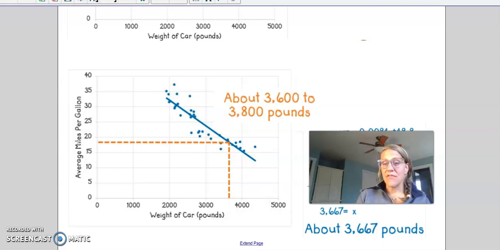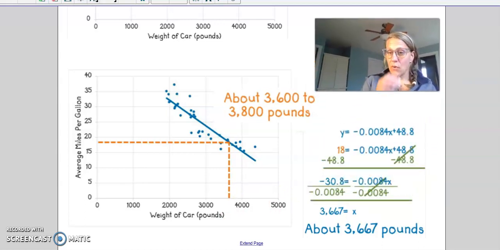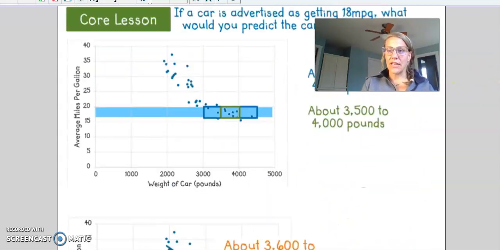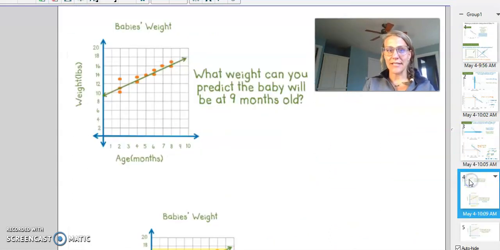Now again, if we have that equation, we can make a prediction as well. But now notice this 18 miles per gallon is a Y value, so we would use the equation a little differently. We would plug in that 18 for Y and solve the equation from there. Subtract the 48.8 from both sides, and then divide by that negative 0.0084, and we find it's about 3,677 pounds. Or sorry, 3,667 pounds. So that's how you use your line of best fit, or the equation, to come up with a prediction. So now we're going to practice that.